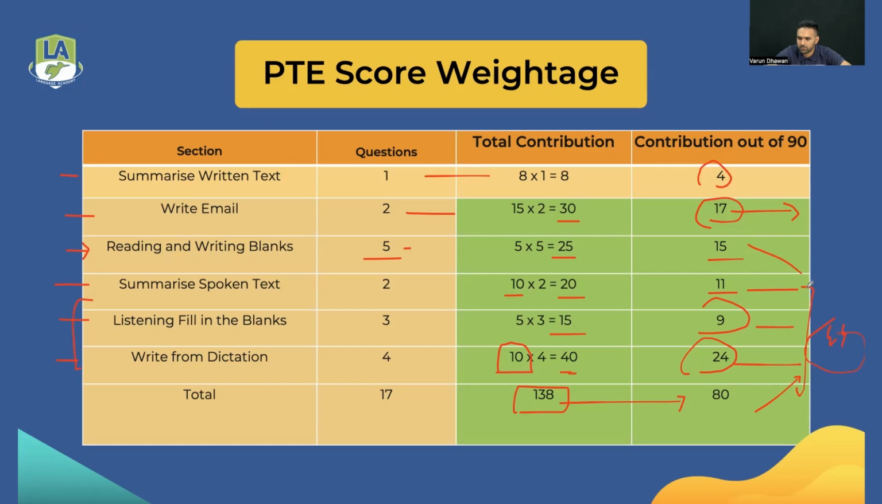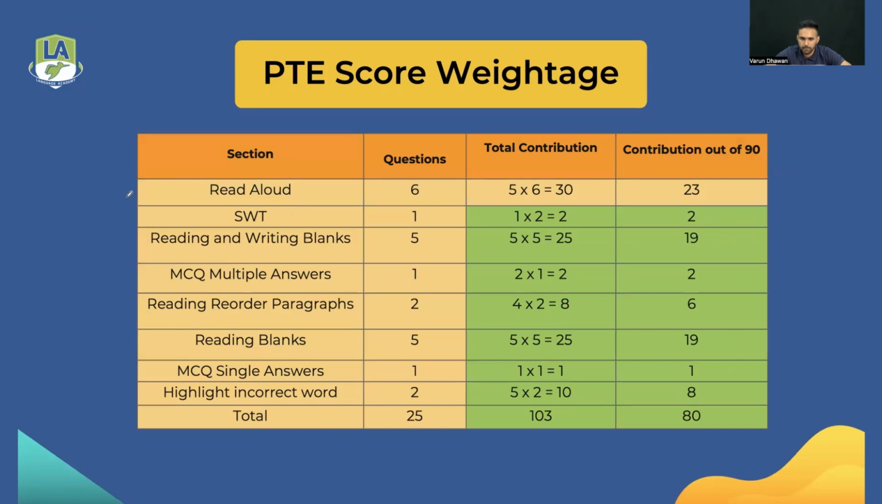Then 15 points from reading. And then writing itself is only going to give you around 20-21 points, which is 25% of your writing scores. The remaining 75% is from reading and listening. So if you're not getting your scores in writing, you have to make sure you focus on listening and reading, and then at last on your writing.